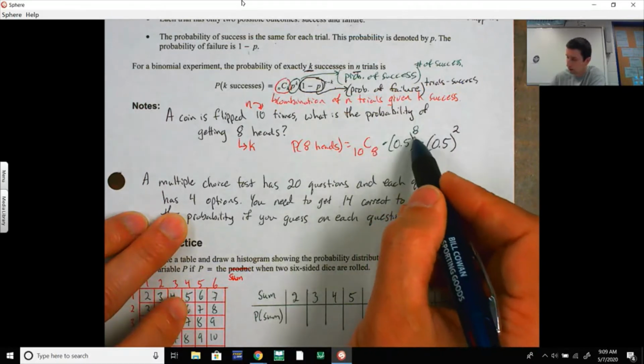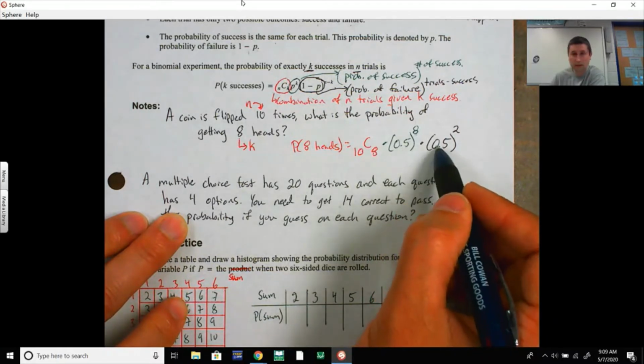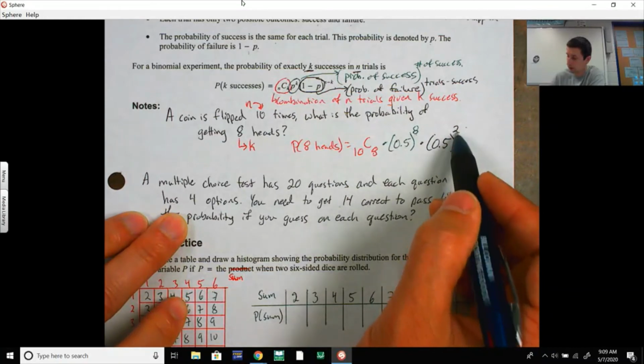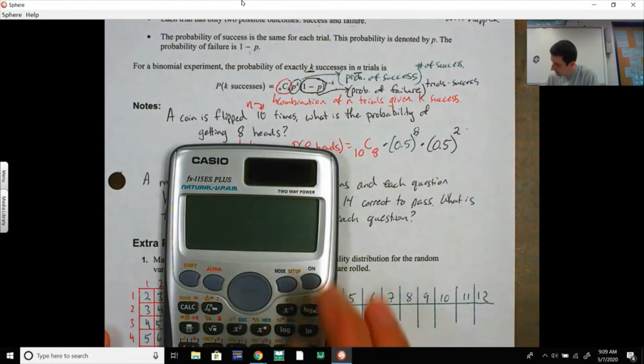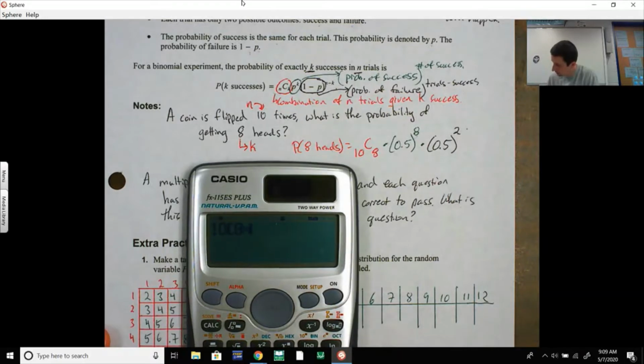0.5 to the 8th power, so the probability of success to how many successes you want, times the probability of failure to how many failures you want. This is how many failures you want, this is how many successes you want. So on the calculator, I'm going to go 10 choose 8, times 0.5 raised to the 8th, times 0.5 squared.